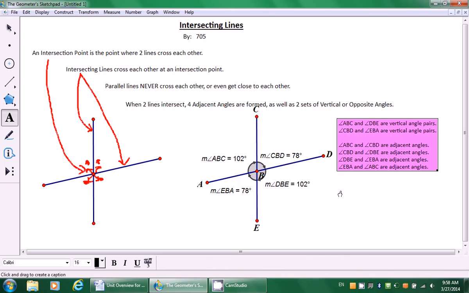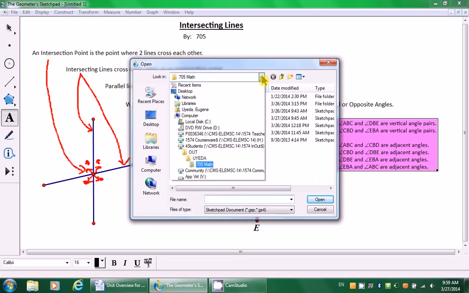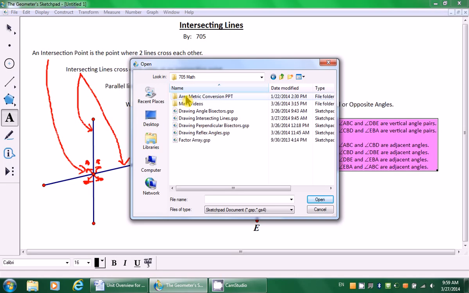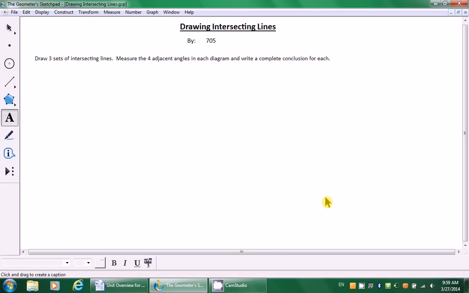Okay. So what I'd like you to do is go to File, Open. You're going to click the down arrow. You're going to go to For Students. You're going to double click Out. You're going to go down to UATA. You're going to go to 705 Math. And I want you to open the assignment called Drawing Intersecting Lines. Open that up.